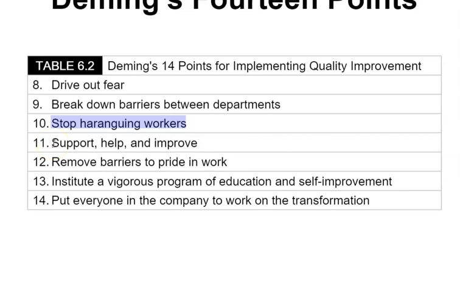Don't let the environment push your employees out. You spend hours and days and months on an employee, train them, prepare them to work well, and because of the environment and the relationships and society inside the organization, they might leave you. And you have to spend again, hire another person, provide them with training, and if they go too, that's a lot of loss. Support, help, and improve. Remove barriers to pride in work. Institute a vigorous program of education and self-improvement. Put everyone in the company to work on the transformation.